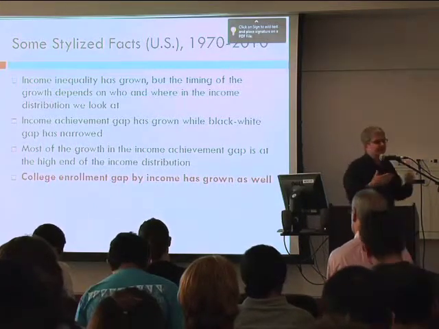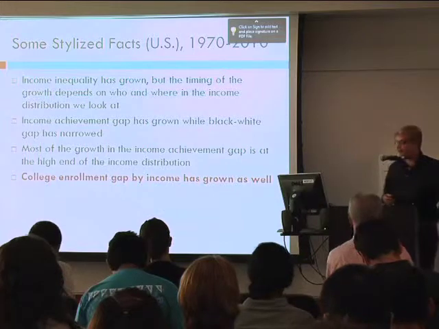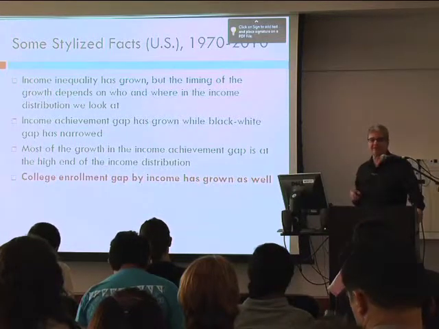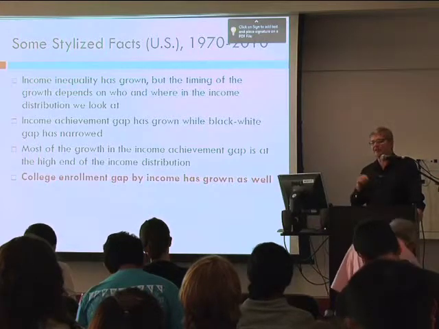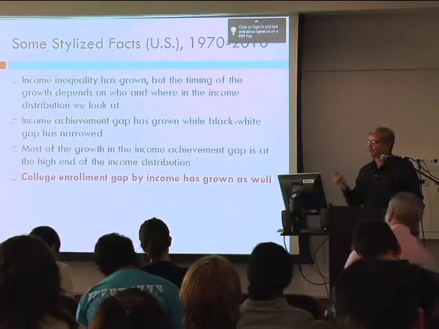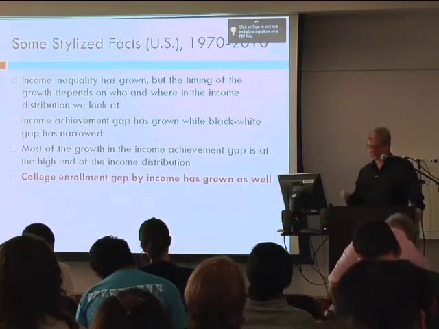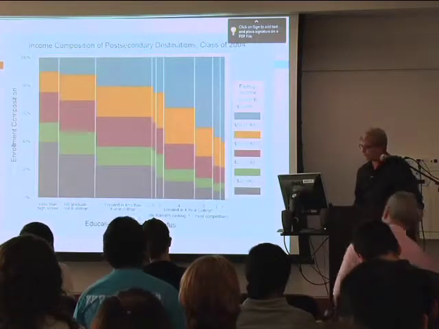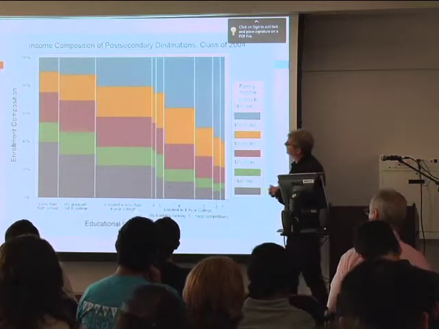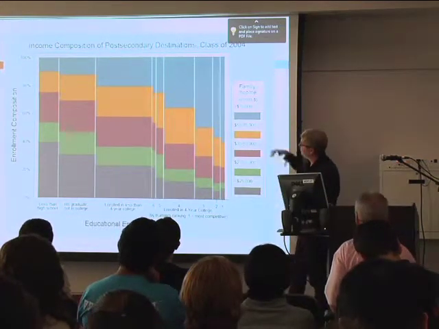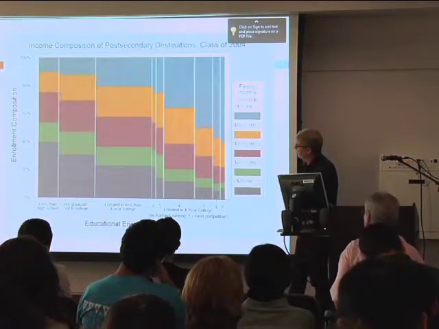Not only has the achievement gap grown in relationship to income, but the college enrollment gap has grown. And partly that's because the achievement gap has grown. But when we look at high and low income kids and how often they enroll in college or complete college, we see a couple things. First of all, this is from 2004, but I think it's a useful picture.